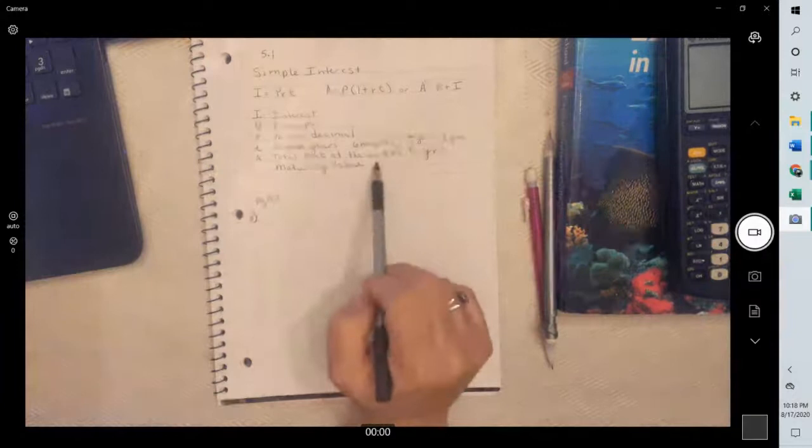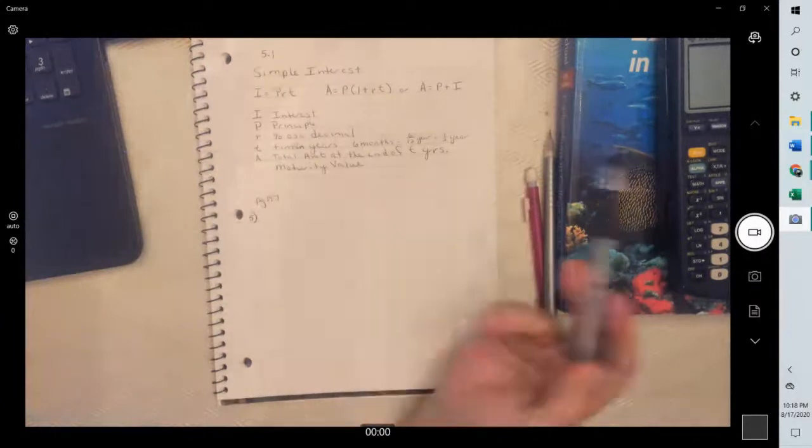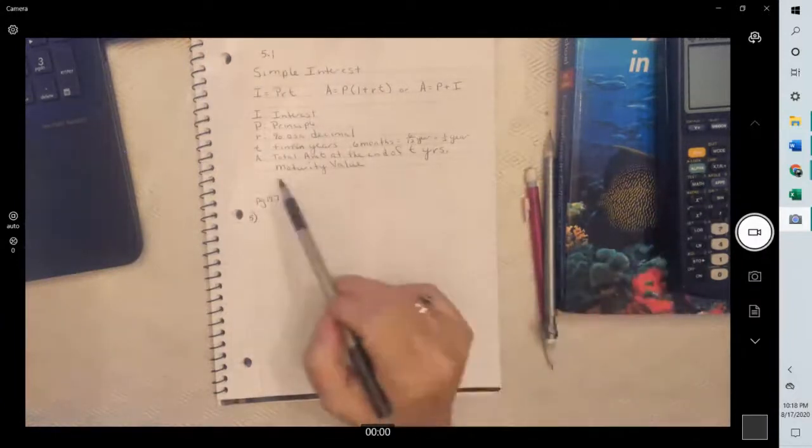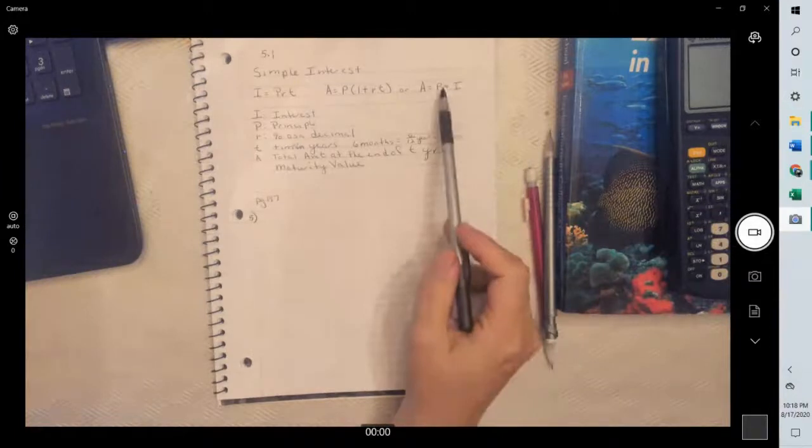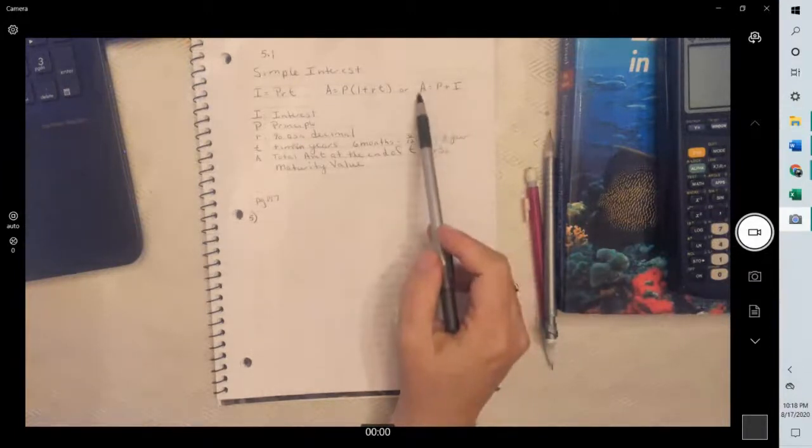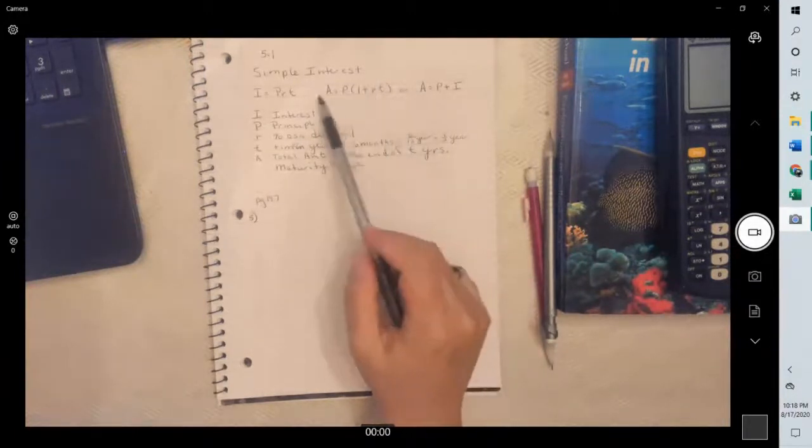A is the total amount at the end of T years. It's also called the maturity value. And that's why you could just take your principal and add your interest to get the total amount at the end, rather than using this formula.